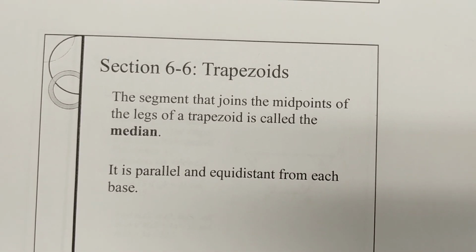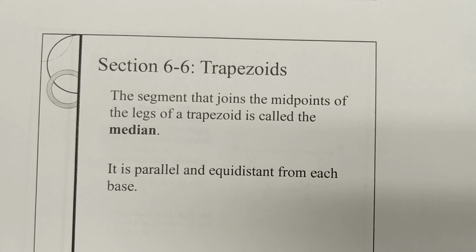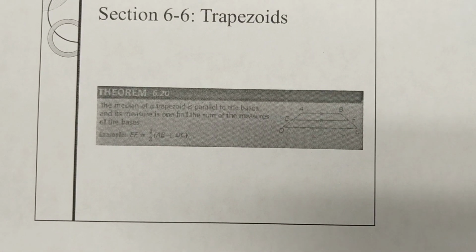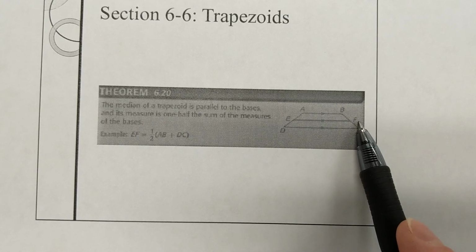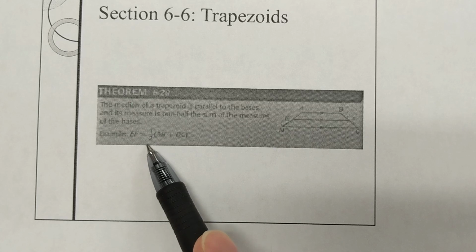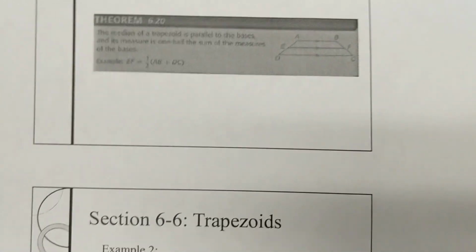So here, the segment that joins the midpoints is called the median. It is parallel and equidistant from each base. So here's the lovely theorem. AB and DC are your bases. EF is the median. So the length of EF is 1/2 the sum of the bases.